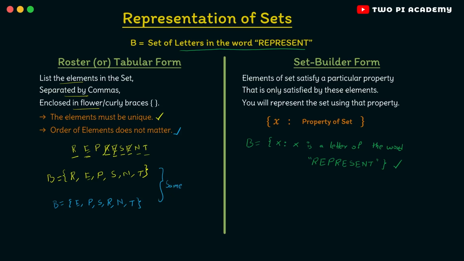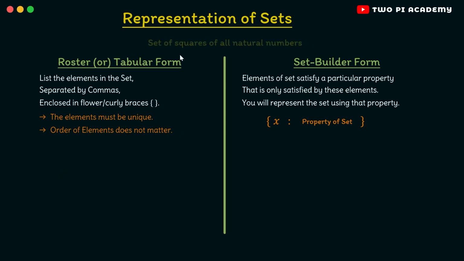Now let us see another example for this. So the third example is the set of squares of all natural numbers. Let us call this the set capital C. So first let's see the roster form or tabular form of the set. The squares of natural numbers are nothing but 1 squared, 2 squared, 3 squared, 4 squared, but you have to write this until infinity, right?